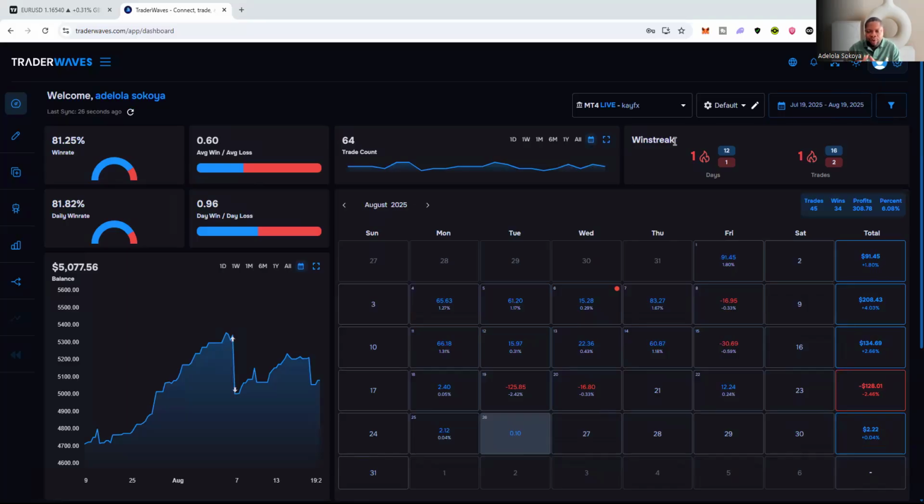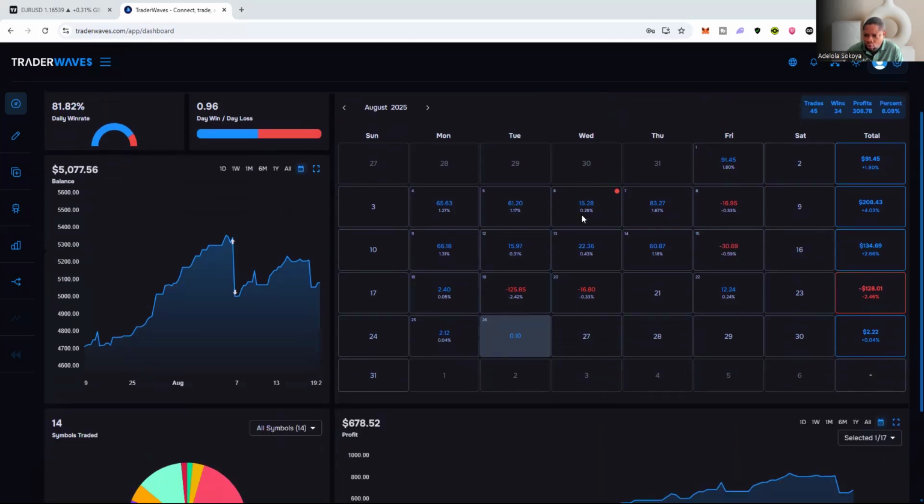So this is Trader Waves, the trading journal I said I'll be sharing, and it's free. As you can see on the screen, it's going to show you your win rate and your daily win rate. It will show you your balance, and at the end of each week, you will see how much you have made for the week on that particular account.